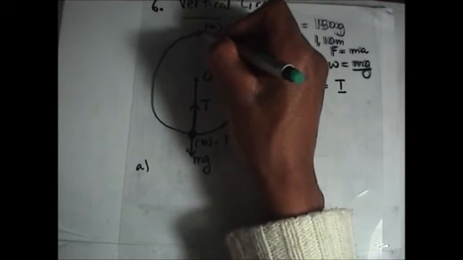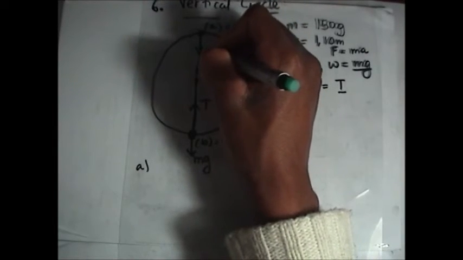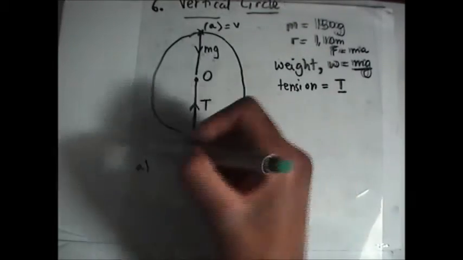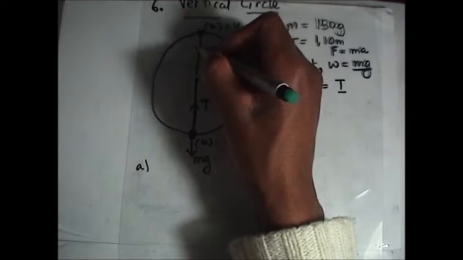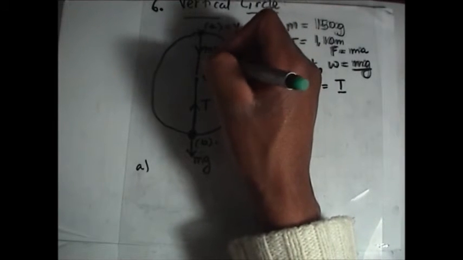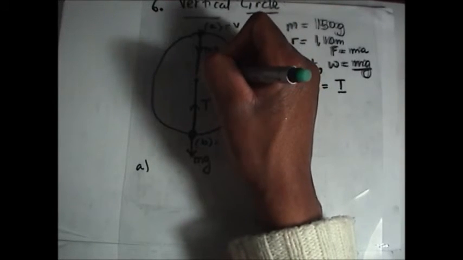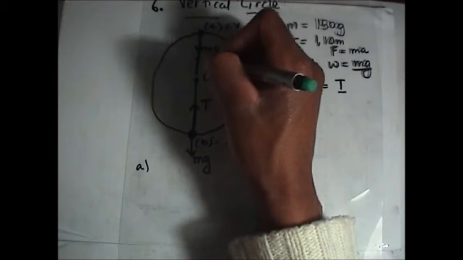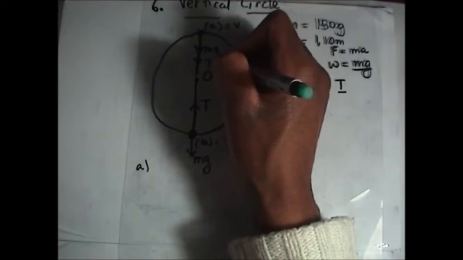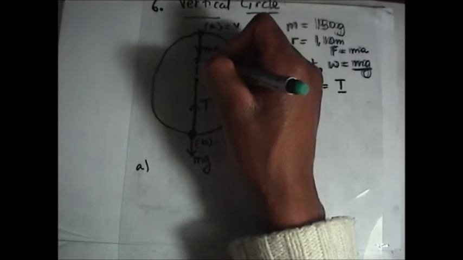At this point here, something interesting happens. mg always has to face downwards towards the ground. And what happens to the tension? The tension is always along the string, but facing the center. That's what happens to the tension. It's always facing the center.